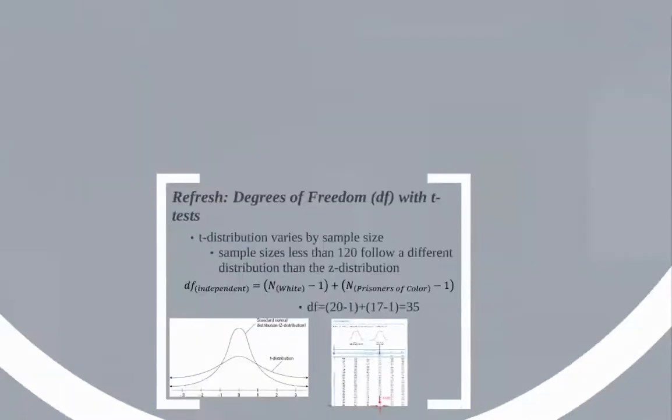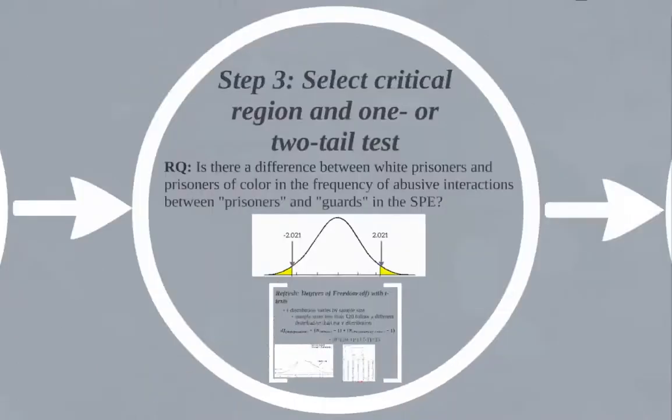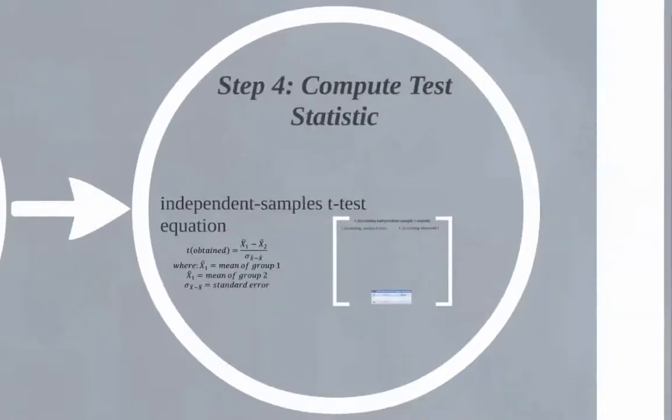Now we can plot that onto our 2-tailed test. What we're looking for is an obtained t-score that's either greater than 2.021 or less than negative 2.021. So it has to fall beyond that critical region. The number has to fall within the shaded region, right? Now let's move on to actually computing the test statistic.